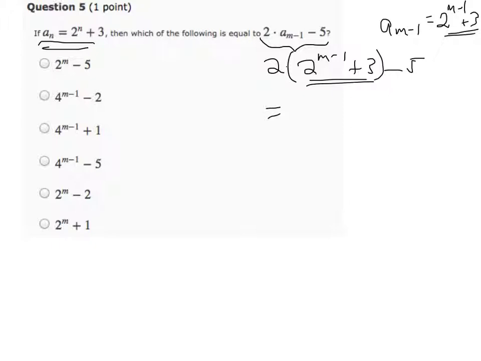So if you do the algebra again, powers of 2, if you multiply two powers of 2, the exponents add, so we have 2 to the m. We'll have plus 6 minus 5, and so it's easy to see that the right answer is, where is it? That one. It's the same thing.